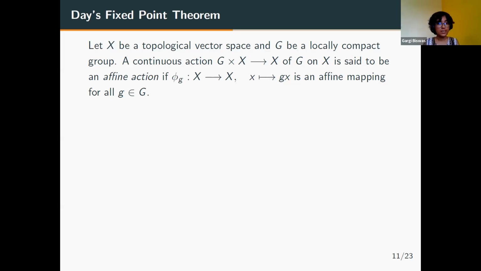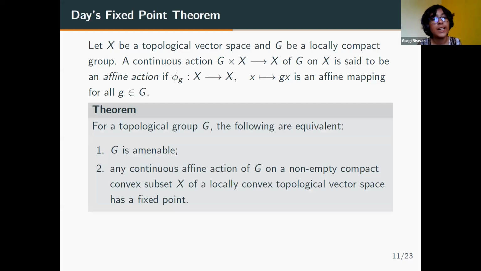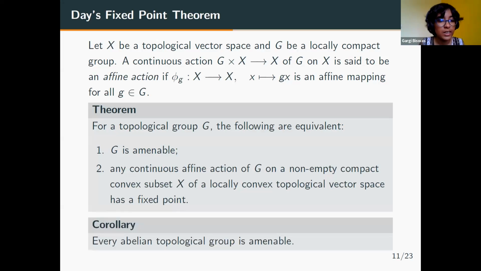Okay, so this fixed point theorem says that for any topological group G, G will be amenable if and only if any continuous affine action of G on a non-empty compact convex subset X of a locally convex topological vector space has a fixed point. It's a mouthful and there's a lot to remember, but you don't need to remember it actually. We'll come back to this theorem when we use it. But one of the immediate corollaries of this fixed point theorem is that every abelian topological group is amenable. As expected, because abelian groups are really nice, so they better be amenable.